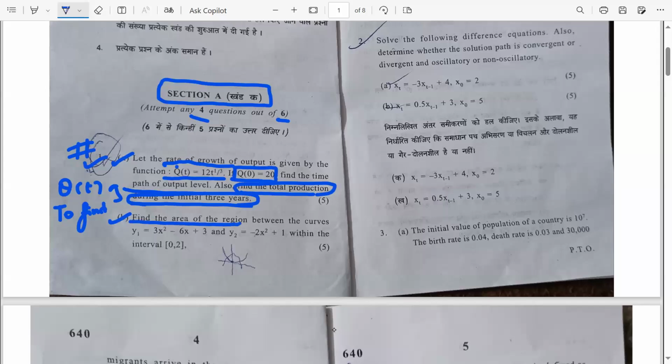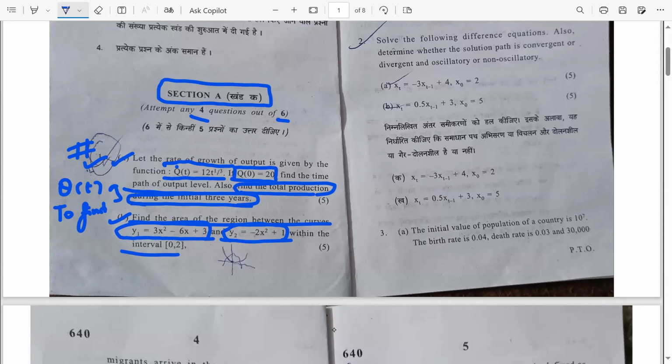Find the area of the region between the curves y1 equals 3x square minus 6x plus 3, y2 equals minus 2x square plus 1 within the interval 0 to 2. If you look at these two functions, they are parabolas. We have done this in the introductory mathematical methods for economics or the MME 1 course. When y is quadratic in x, it's a parabola with the vertical axis.